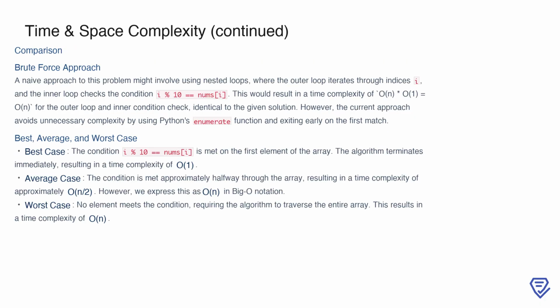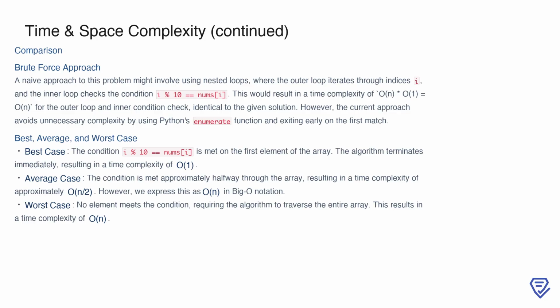Let's compare the current solution to a brute force approach. A naive implementation might involve using nested loops. The outer loop would iterate through the indices of the array, while the inner loop checks the condition i % 10 equals nums[i]. Although this would result in the same overall time complexity of O(n), it introduces unnecessary redundancy and is less elegant. The current approach, on the other hand, eliminates the need for nested loops by leveraging Python's enumerate function and exits early as soon as a match is found.